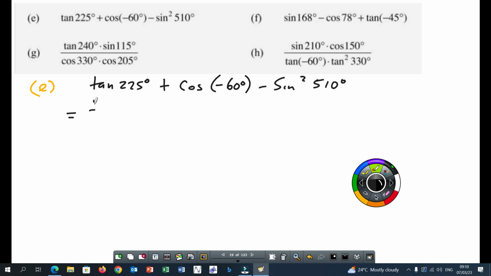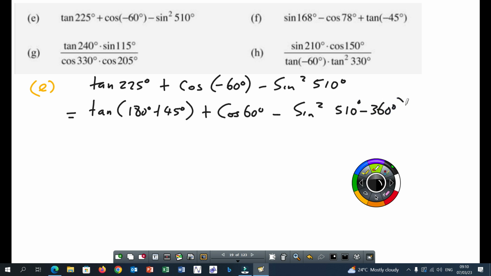225 can be written as 180 degrees plus 45, because the angle is in the third quadrant. Then I can simplify: cos minus 60 is the same as cos 60 degrees. Now here, 510, I'm going to subtract 360 degrees from it. There is a square there, so this will be minus sine squared of 510 minus 360. If you do the subtraction, you end up getting 150 as the answer.